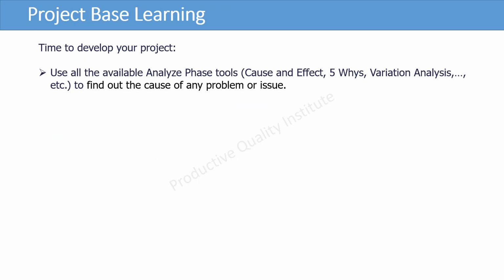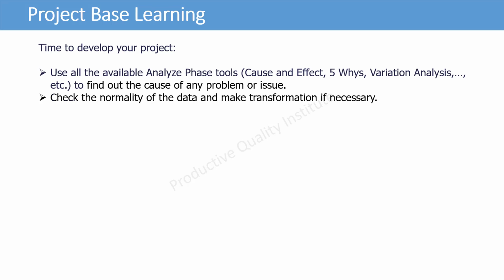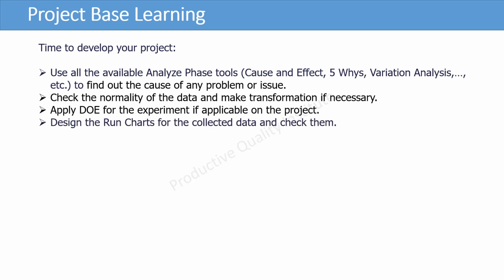It is time to develop your project. Use all the available analyze phase tools, cause and effect, 5 whys, variation analysis, etc., to find out the cause of any problem or issue. Check the normality of the data and make a transformation if necessary. Apply DOE for the experiment, if applicable to the project. Design the run charts for the collected data and check them.